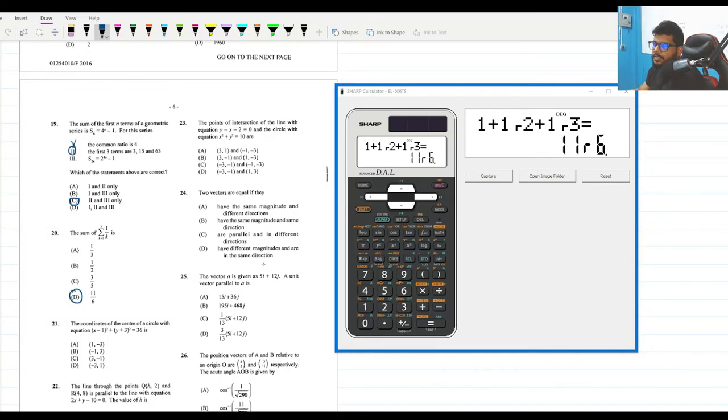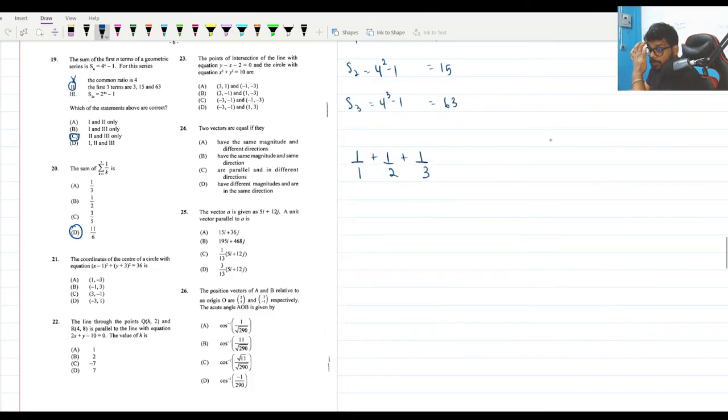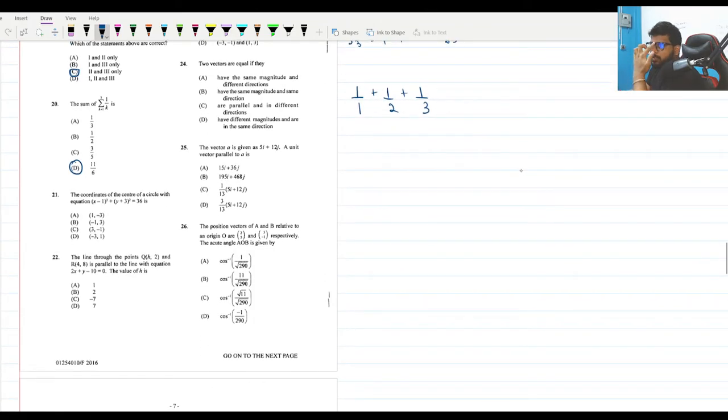The coordinates of the center of the circle, they're just for the center. So this is kind of a repeat. So x minus a, so a is 1 and b is minus 3, because I want to bring it in the form minus. So 1, minus 3 is the answer, A.